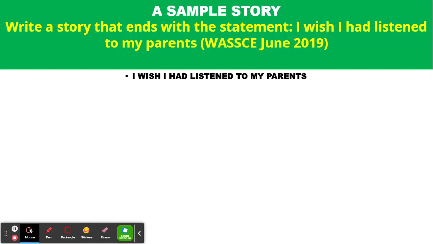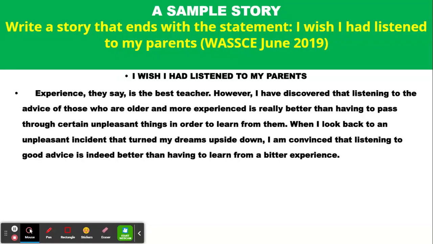Now, this is the sample. Begin with the title and learn to write your title in capital letters at the top center of your answer sheet, just as you can see it here. I wish I had listened to my parents. After that, you begin with the first paragraph, which is the introductory paragraph. And here is what the introductory paragraph looks like.